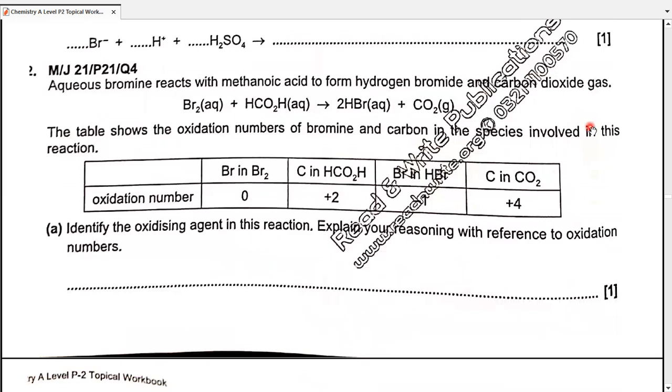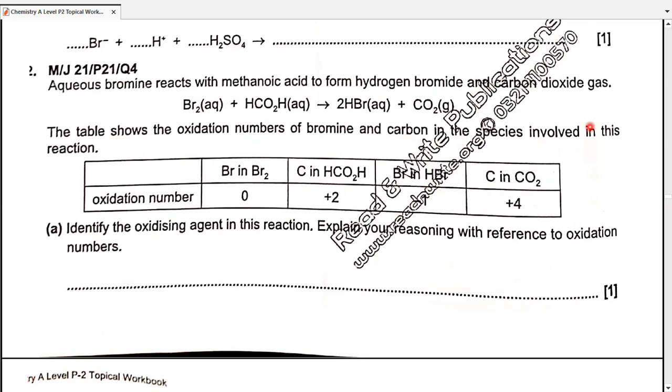Number 2. Aqueous bromine reacts with methanoic acid to form hydrogen bromide and carbon dioxide gas. The table shows the oxidation numbers of bromine and carbon in the species involved in this reaction. Identify the oxidizing agent in this reaction. Explain your reasoning with reference to oxidation numbers.